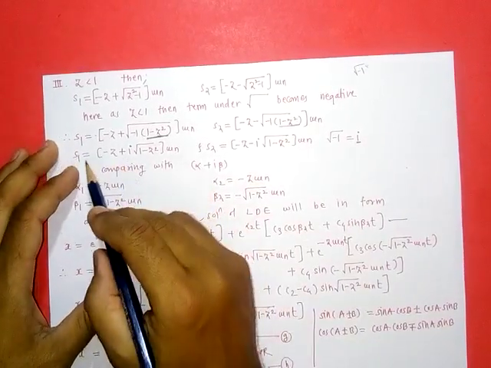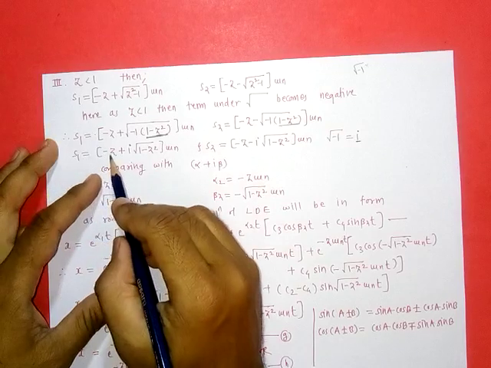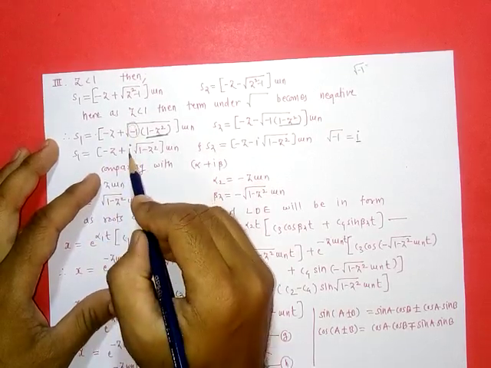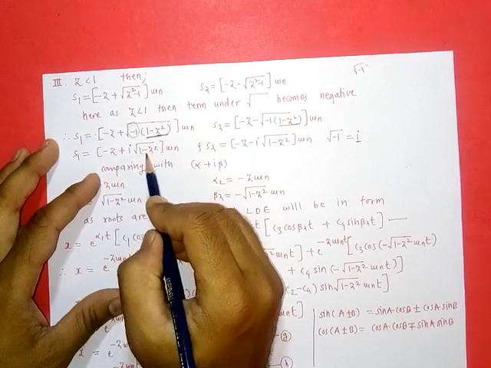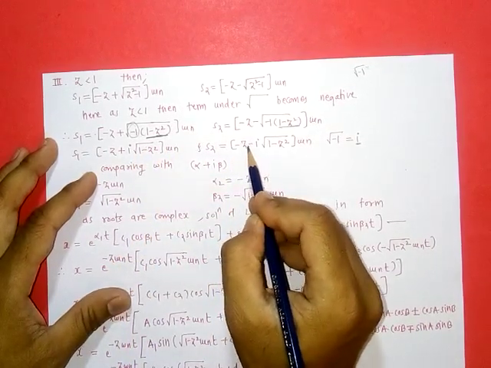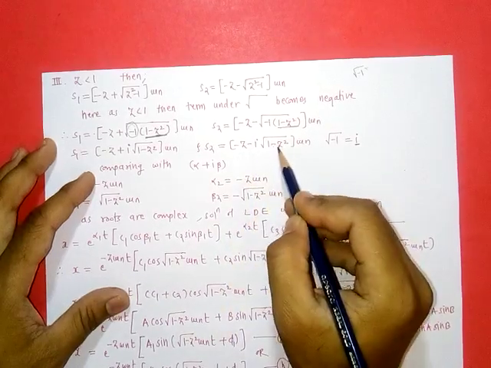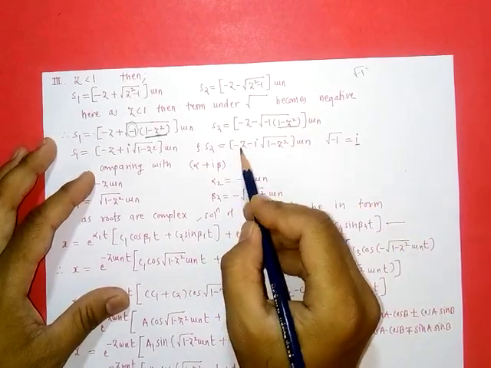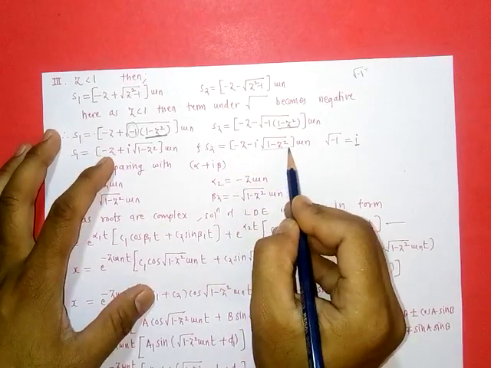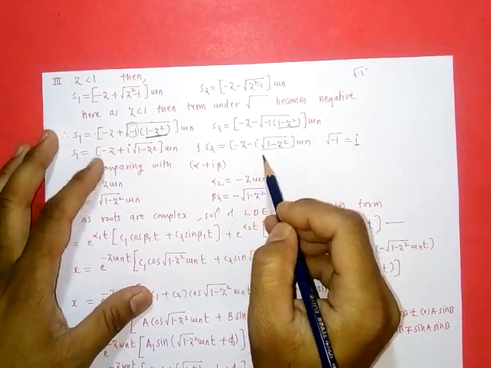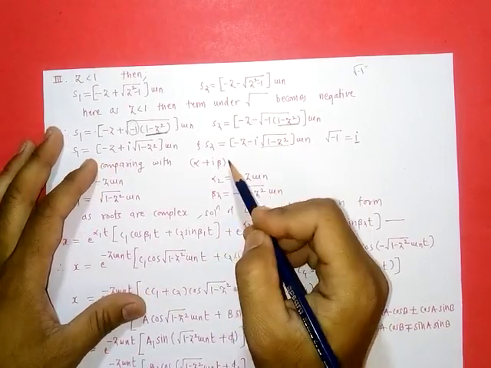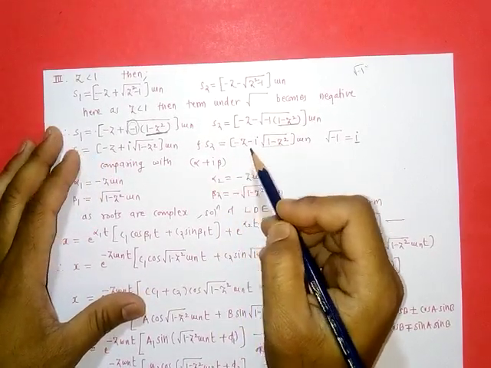So our equation becomes s1 is equal to minus zeta omega n plus i under root 1 minus zeta square omega n, and s2 is equal to minus zeta omega n minus i under root 1 minus zeta square omega n. So this number is having one real part and one imaginary part, so this is complex roots, that means the solution is having complex roots.